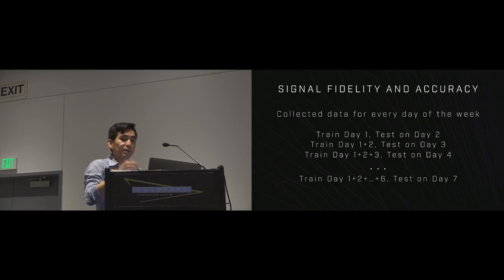For example, in the workshop, we collect a laser cutter exhaust running, and then we collect data several times. We collect data every day of the week, so 1 to 7. And to train our system, we do this pattern. Train on day 1, test on day 2. Train on 1 and 2, test on day 3. 1, 2, 3, test on 4, etc. Up to 1 to 6, test on 7. This simulates learning gains over time.